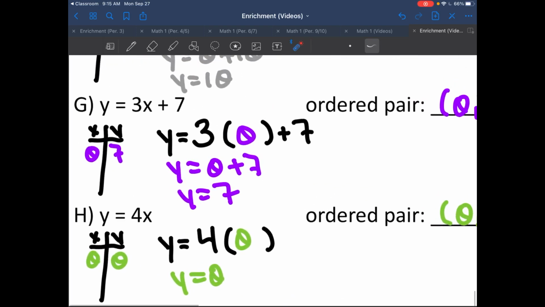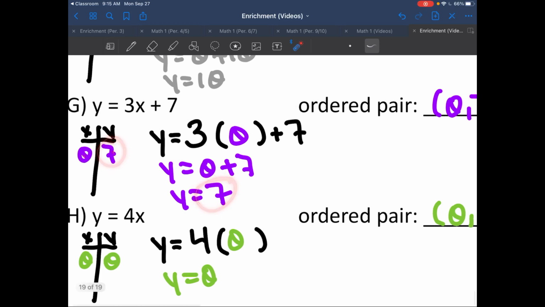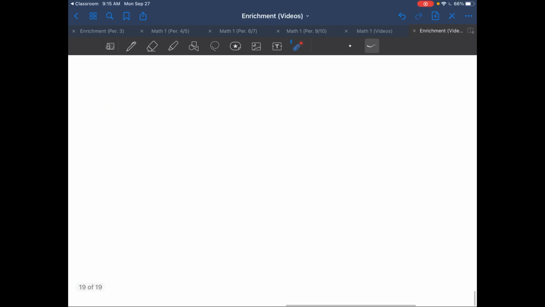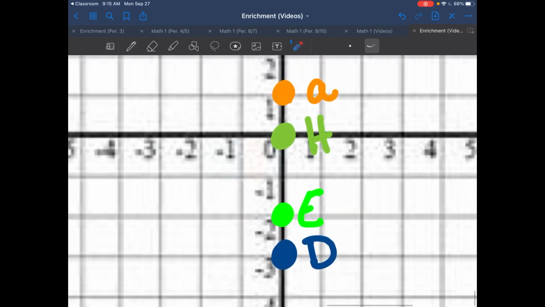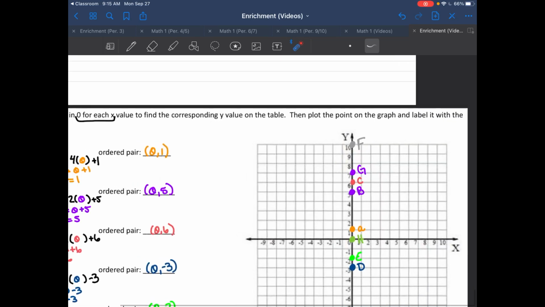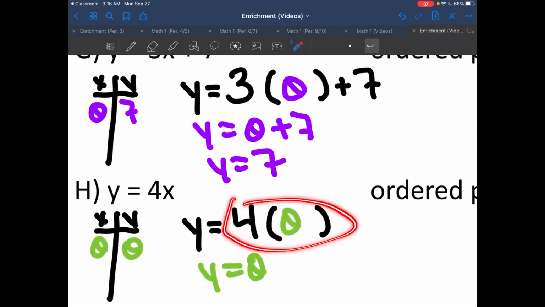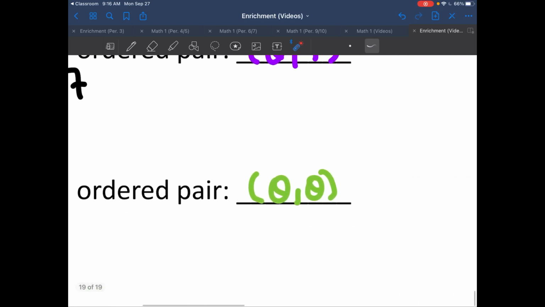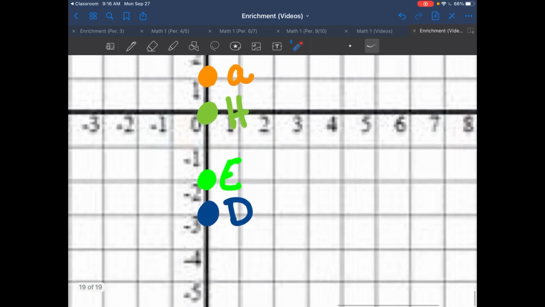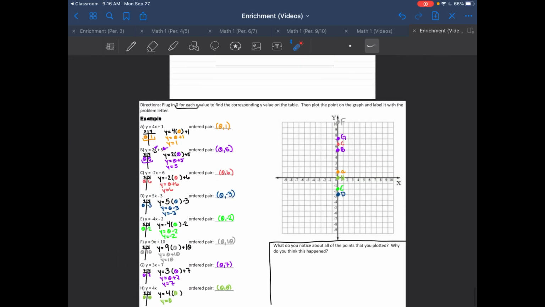G, we have 3x plus 7, so we have 3 times 0, which gives us 0. 0 plus 7 is 7. So starting at time 0, we have 7. Write it as an ordered pair. Again, we started at the origin. We started with time 0, so all we have to do is go up to 7, and that's our G. Last one we have is 4x. So we just have 4 times 0, which gives us 0, and that is our answer. We don't have to do anything else. So our ordered pair is going to be 0, 0. That means at our origin, we start at time 0. We don't go up or down. Here is 0, 0. Okay?